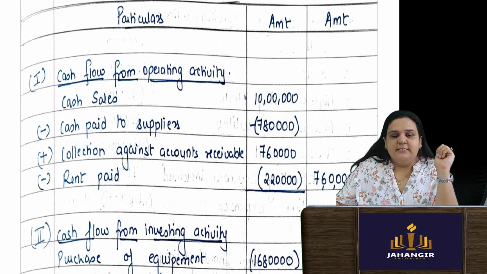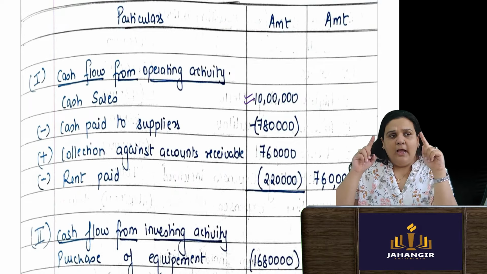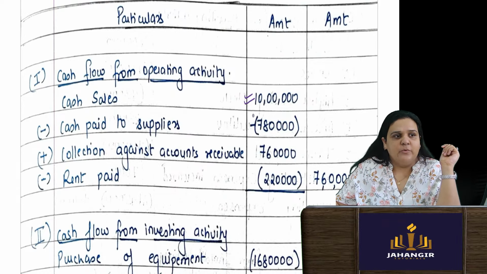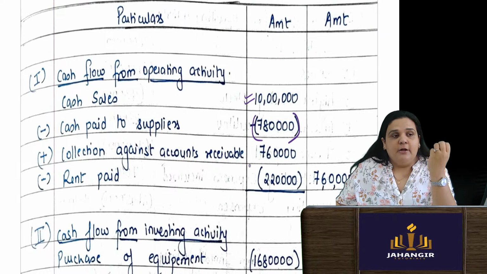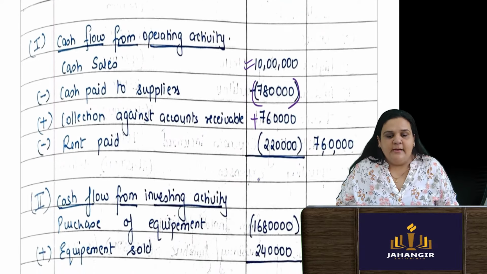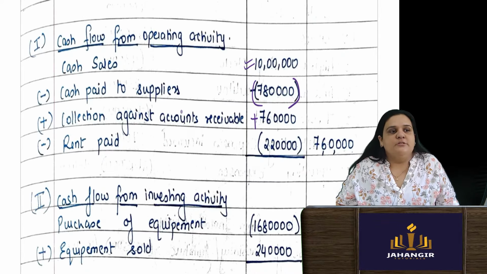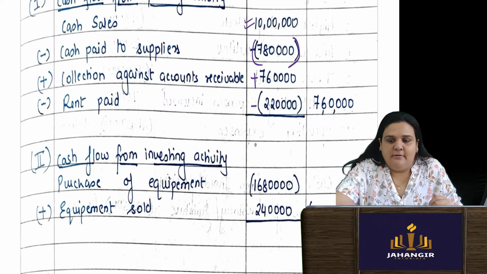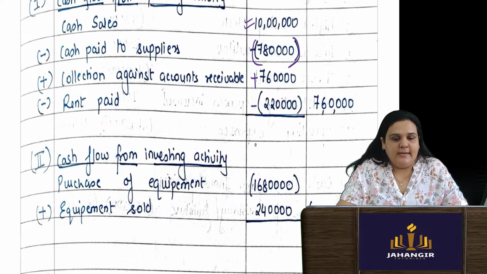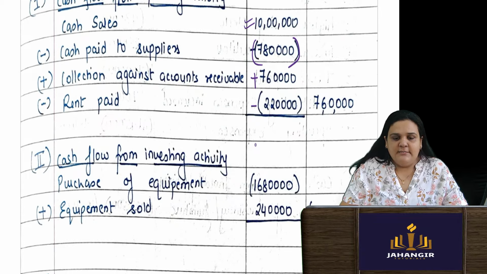One is my cash sales, 10 lakh rupees. I paid to my suppliers, cash is going to go out, so put it in brackets, 7,80,000. Collection done against accounts receivable, cash is going to come in, and I have paid rent of 2,20,000 in cash, so cash is going to go out. Okay, so if you do the net cash flow from operating activity, add the positive ones and then subtract the negative, you will get a proper answer.